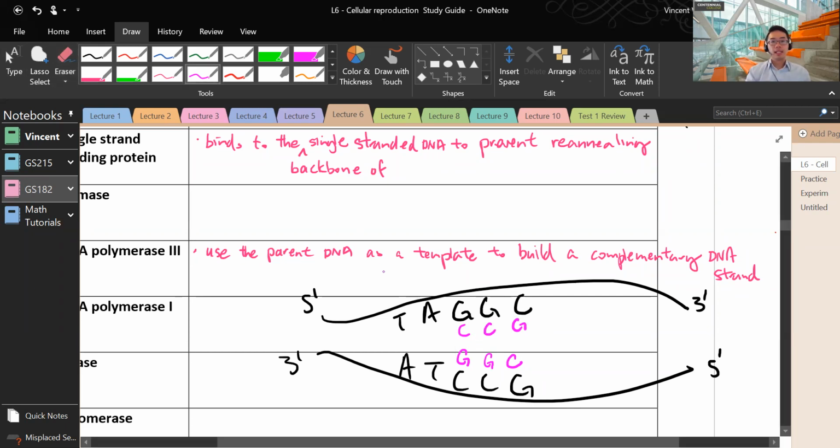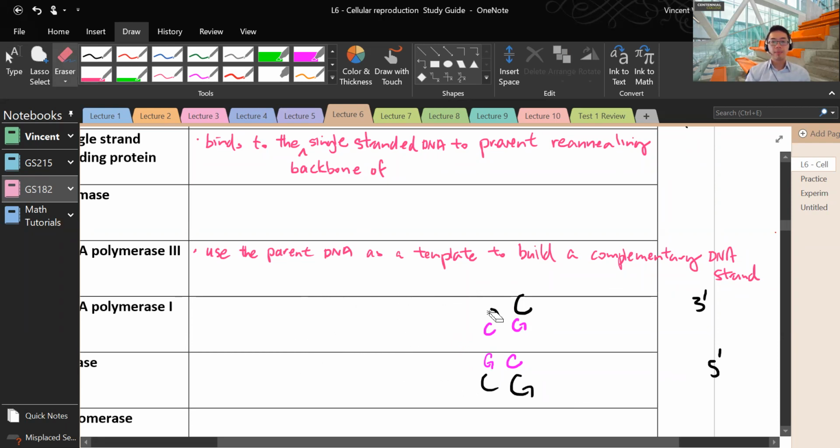Now there is a bit of a problem here. DNA polymerase 3 has 2 limitations.